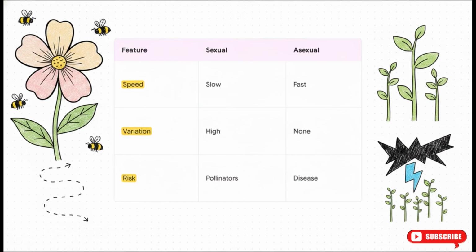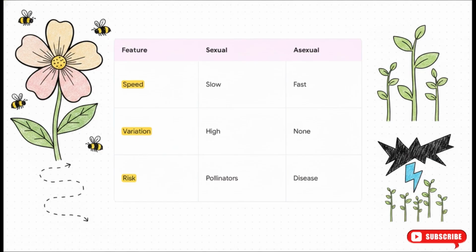However, because two parents are involved, it creates absolutely vital genetic diversity. This means if a new disease arrives, some offspring might actually have the genes to survive. Asexual reproduction, on the other hand, is lightning fast and needs only one parent, but it creates identical clones. That lack of variation leaves the entire population highly vulnerable if environmental conditions change.